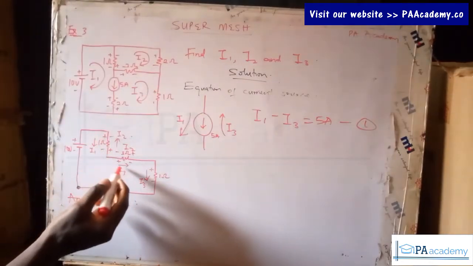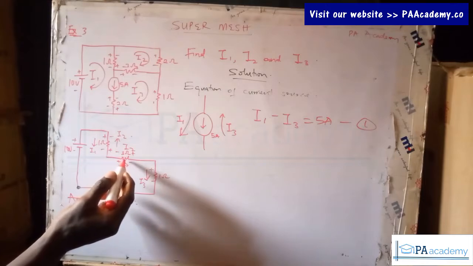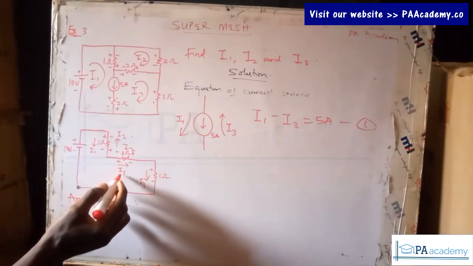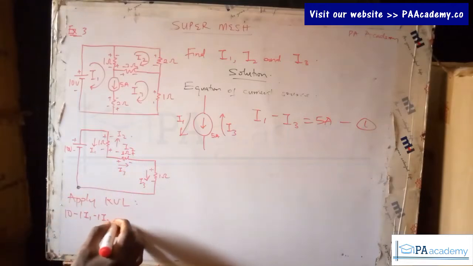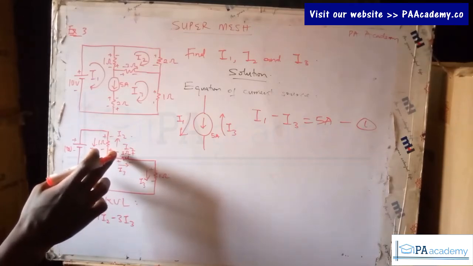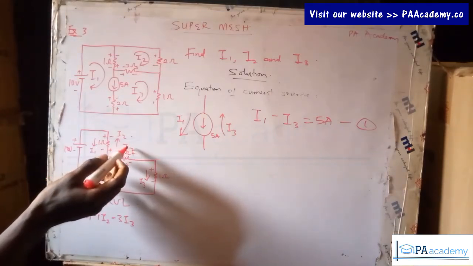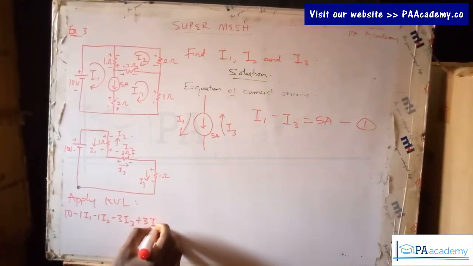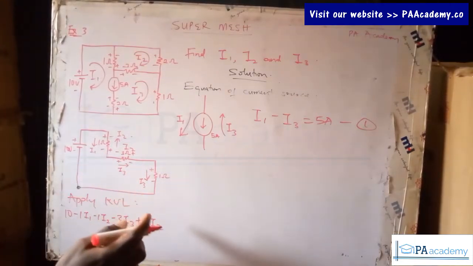So let's continue. We come here to the 3 ohm resistor. We are having from positive to negative due to I3 on this 3 ohm resistor, so we are going to be having minus 3 I3. From negative to positive due to the current I2, we are going to be having plus 3 I2. That is done for here.